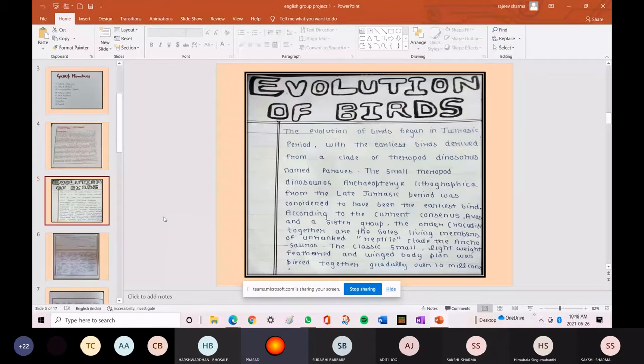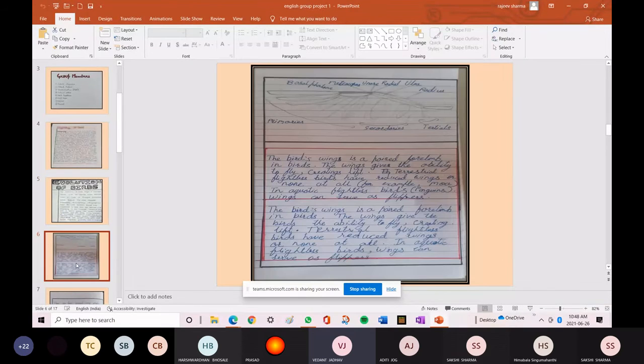Now Vedant will tell us about what are wings of birds. Good morning, ma'am. Today I am going to talk about what are wings of birds. The bird's wings are a pair of forelimbs in birds. The wings give the bird the ability to fly, while terrestrial flightless birds have reduced wings or none at all.